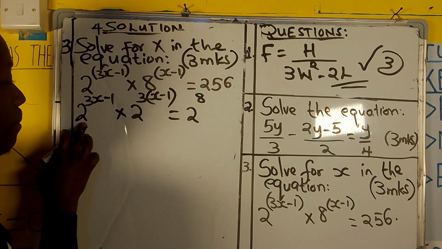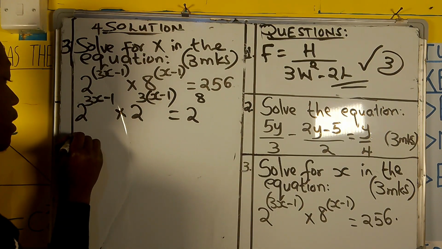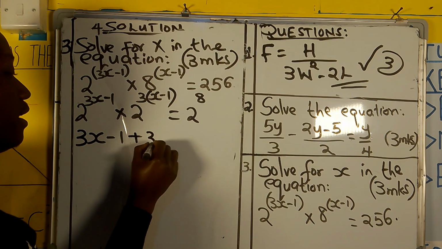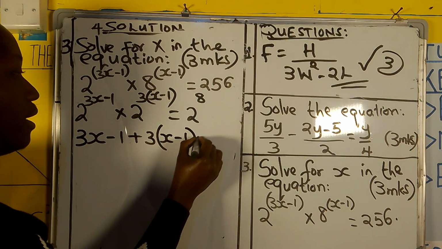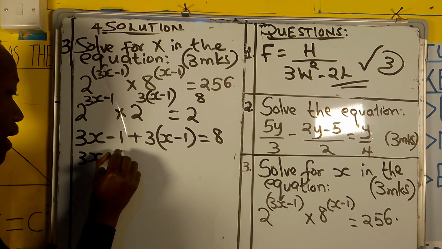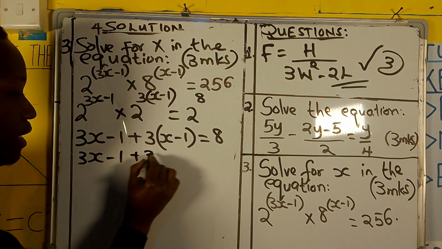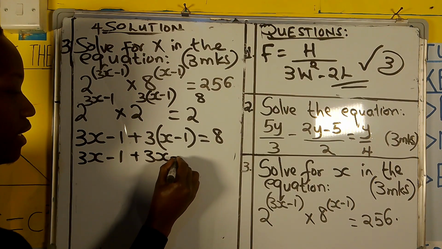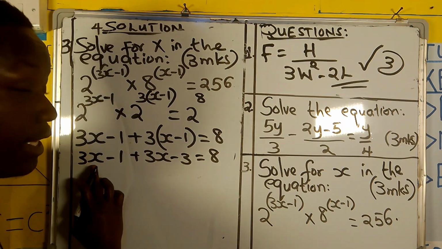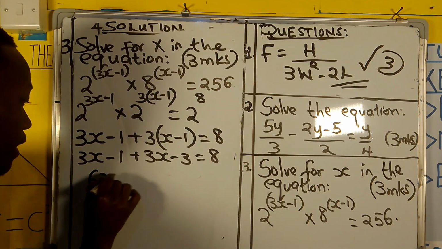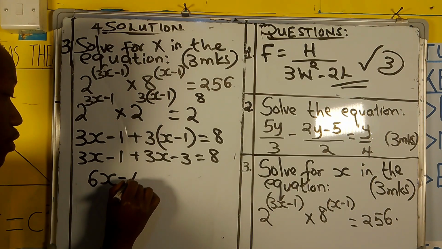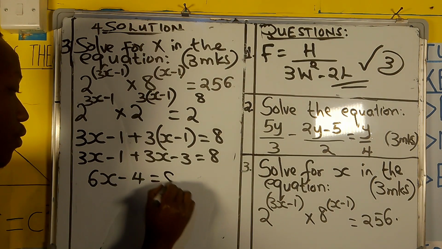We said when numbers have the same base and we are multiplying them, we add their powers. So we will have 3x minus 1 plus 3 into bracket x minus 1 is equal to 8. So this will now give us 3x minus 1 plus 3 times x is 3x. 3 multiplied by negative 1 is negative 3, is equal to 8. Let us now put our like terms together. 3x plus 3x is equivalent to 6x minus 1 minus 3. Negative 1 minus 3 is equal to negative 4, equivalent to 8.